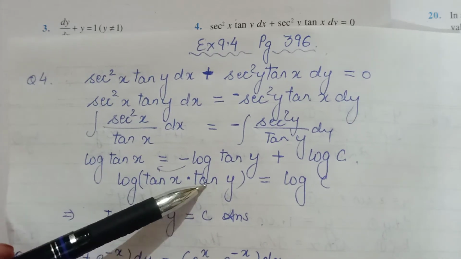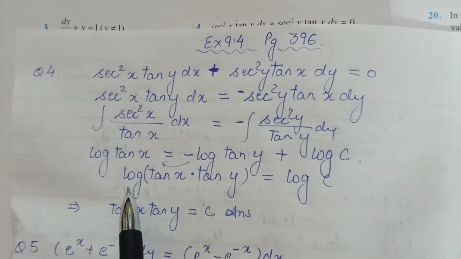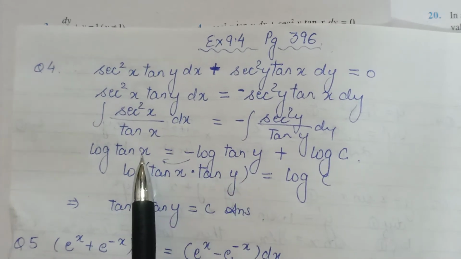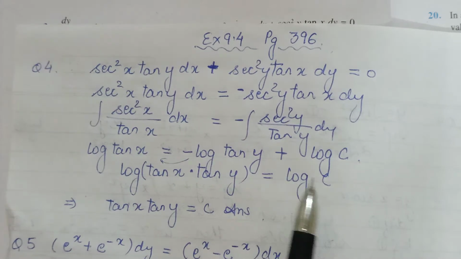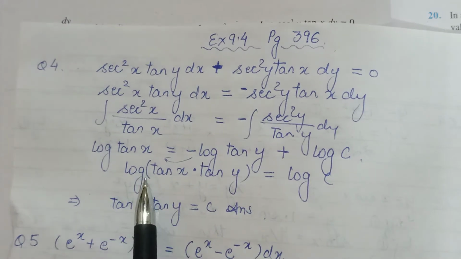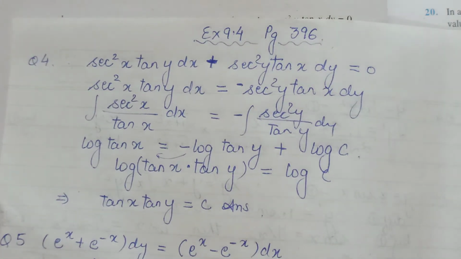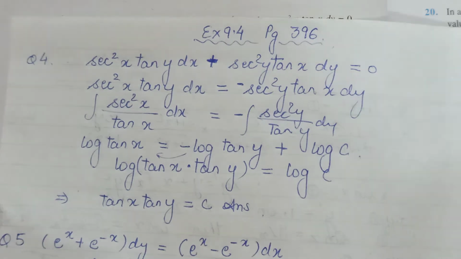We multiply the numbers. Okay, so that is why I have got log tan x into tan y, taking this term the other side. Okay, and log c. So now your log and log balance, so you have your result as tan x into tan y is equal to c, is how you'll leave your answer.